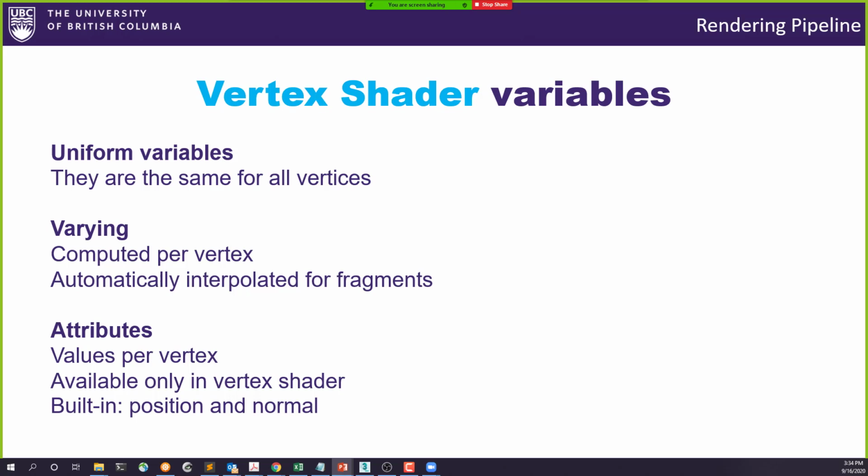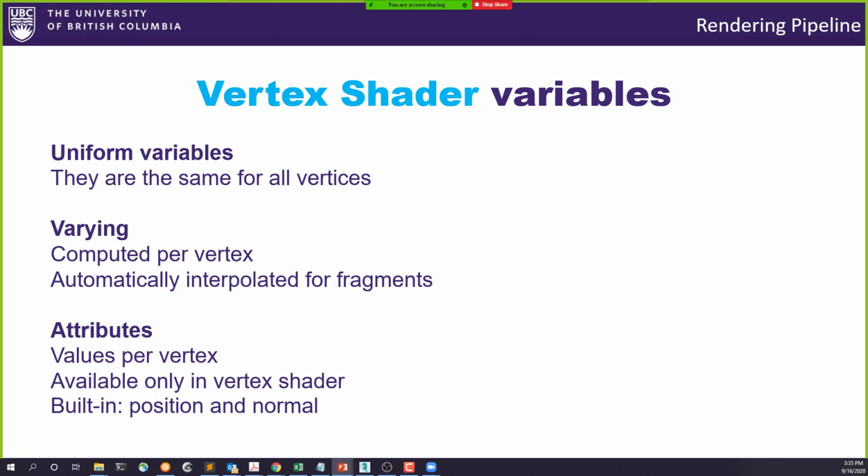Okay, the varying variables are a bit different. The varying variables are variables that are shared with the fragment shader, or shared with the next stages of the pipeline, okay? So those are computed per vertex. And also something that is very important is that they will be automatically interpolated for fragments. So an example of a varying variable, for example, will be the color of the vertex. So the color of the vertex is information that I could send to the vertex shader, right? It's computed per vertex, right?